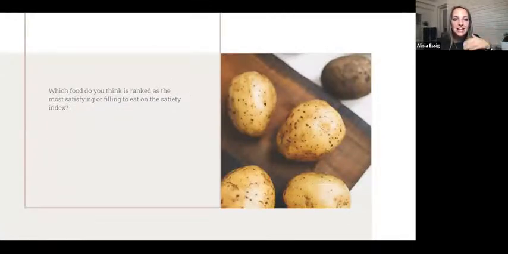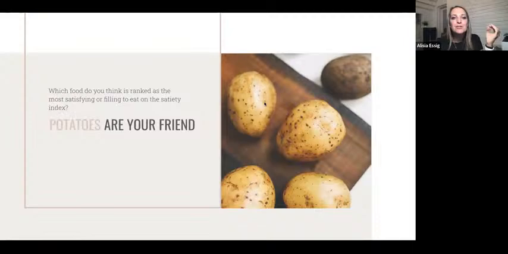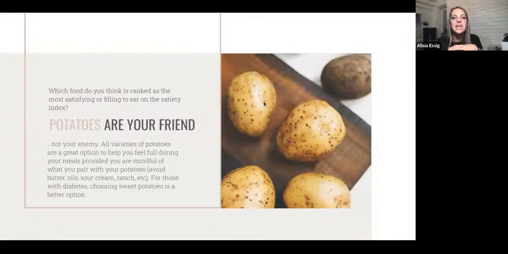And again, you may be thinking, what? Potatoes? Potatoes are your friend. Don't be afraid of them. Be afraid of what you're putting on top of them, not the potatoes themselves. Out of all the foods that were measured on the satiety index, right? They measured meat, they measured dairy, they measured all the things. And potatoes were actually found to be the most satiating.